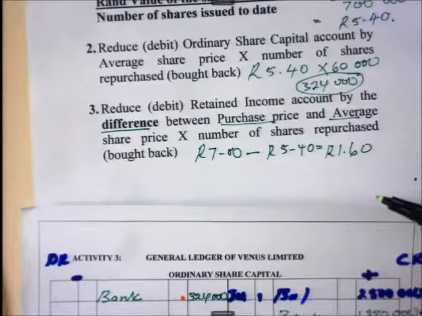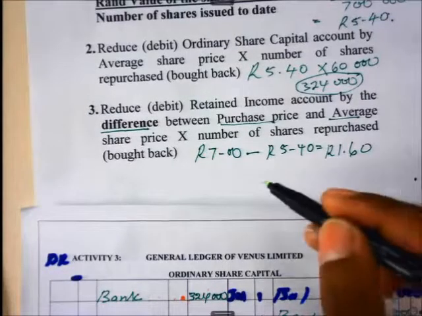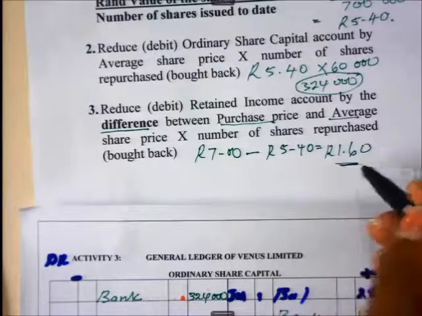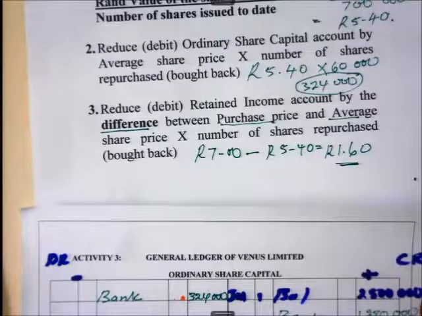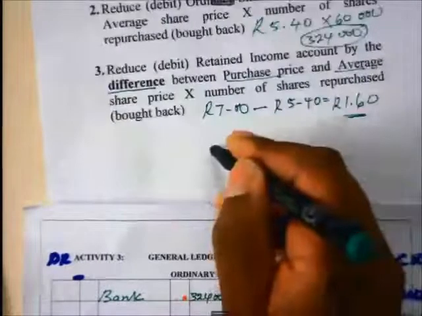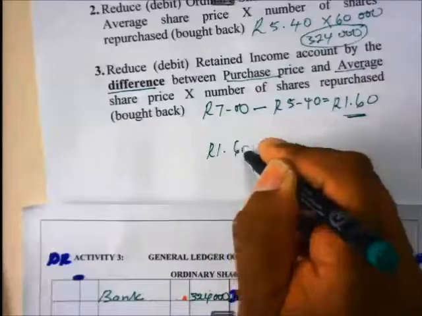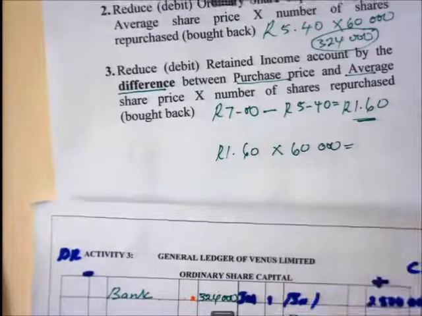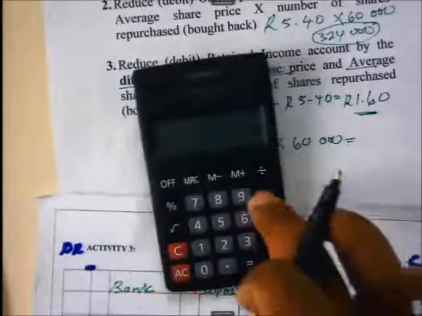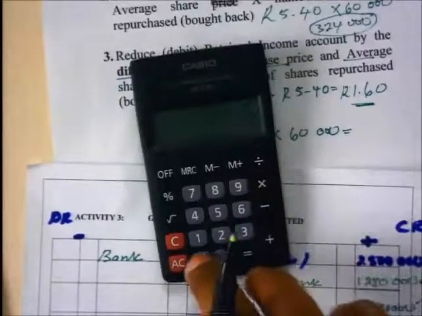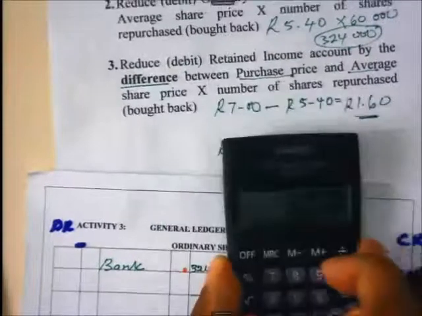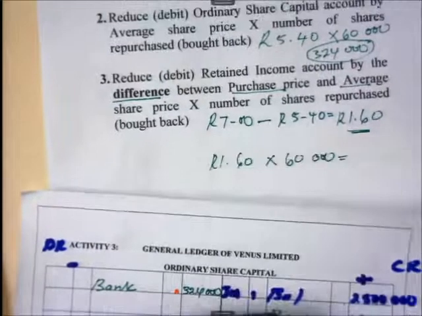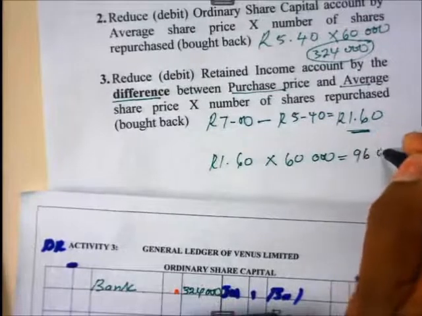Reduce the retained income account by the difference between the purchase price and the average share price. We have calculated the difference and we found it to be 1 rand 60. You multiply that difference, 1 rand 60, by the number of shares being repurchased. Now you say 1.60 multiplied by 60,000 shares gives us 96,000. There you go, 96,000.